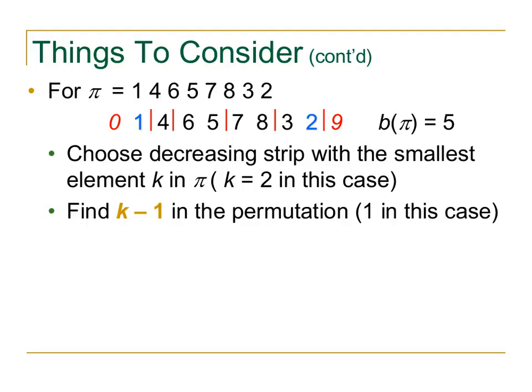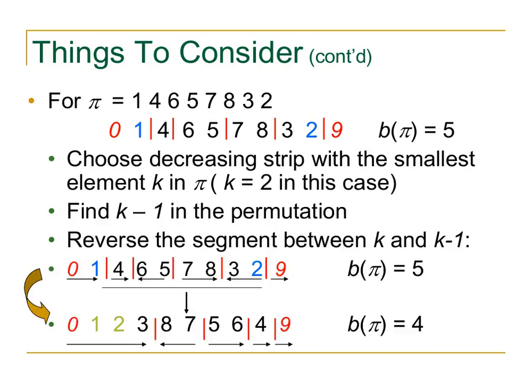Continuing our example, we take the permutation pi equals 1, 4, 6, 5, 7, 8, 3, 2, and pad it with 0 at the start and 9 at the end. Splitting into alternating increasing and decreasing strips gives 0, 1, 4, 6, 5, 7, 8, 3, 2, 9. That's 5 strips in total, so b pi equals 5. Next, we pick the decreasing strip whose smallest element k is as small as possible. Here, k equals 2. Finally, we locate k minus 1, which is 1, in the permutation to continue our procedure. Now that we've pinpointed both k and k minus 1, we're ready for the next step.